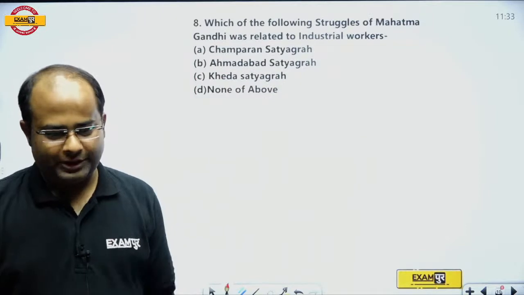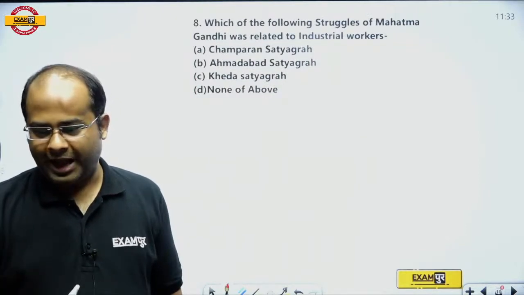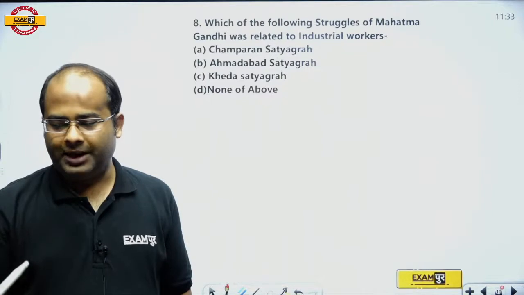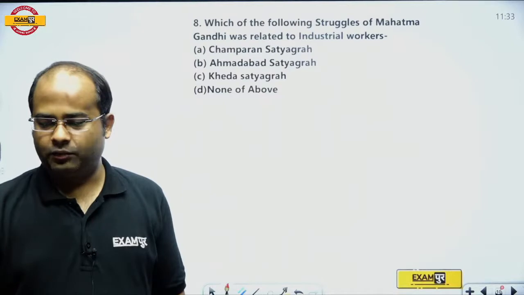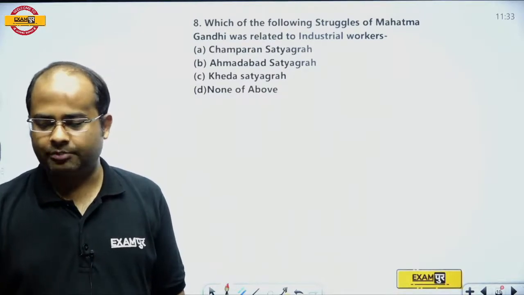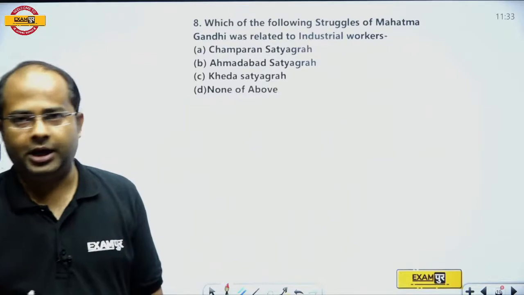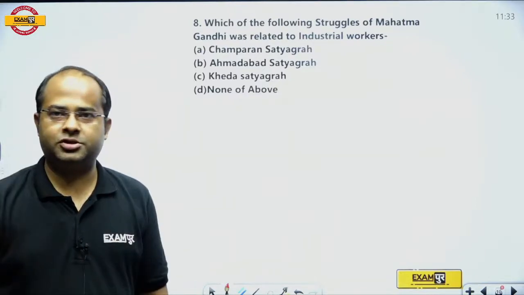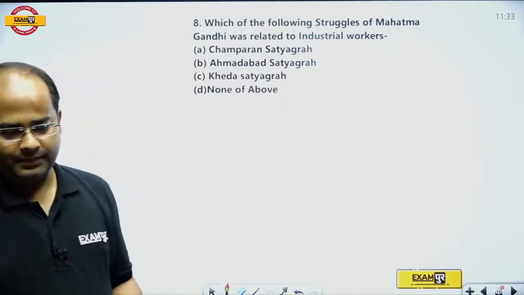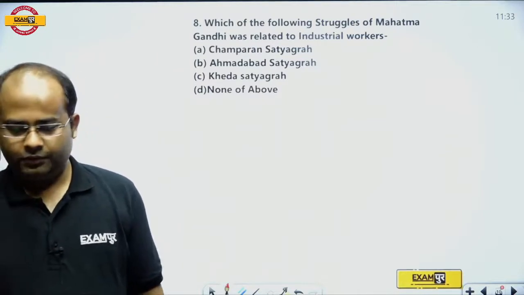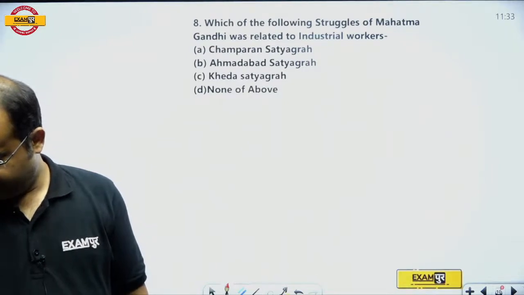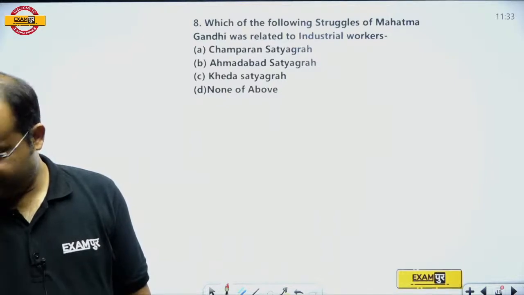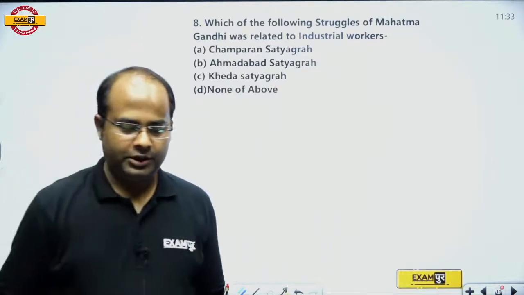Now, guys, let's move to the next question. Which of the following struggles of Mahatma Gandhi is related to industrial workers? Out of these four movements, which movement was related to industrial workers? Is it Champaran, Ahmedabad, Kheda, or none of the above? Which movement is related to industrial workers, guys?